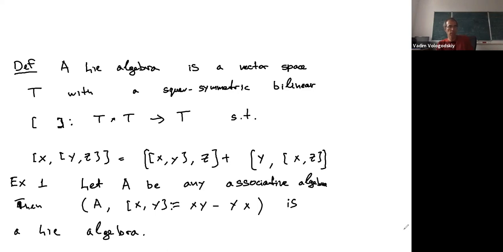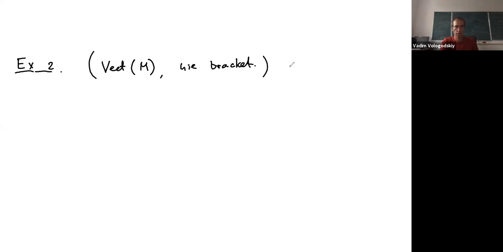Another example: you can take the algebra of matrices, an associative algebra, and take the usual commutator. That's an important example. Example 2, which is very important for us: you can take the vector space of all vector fields on a smooth manifold, together with the Lie bracket that we discussed. And this is a Lie algebra.